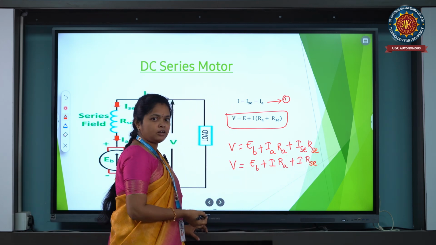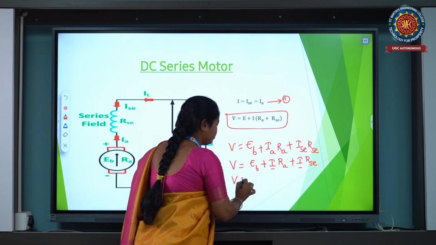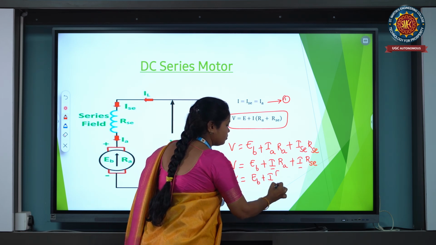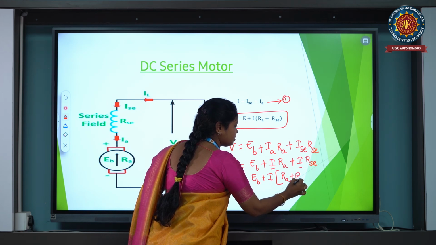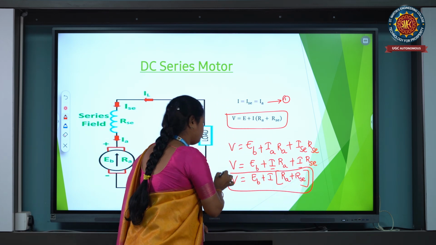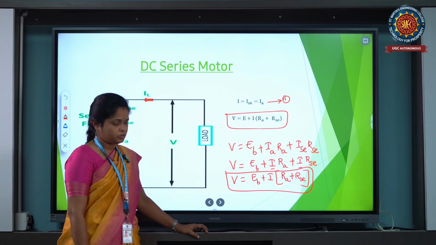In this equation, what is the common term? I is the common term. Take it common. V = EB + I (RA + RSC). So this is the voltage equation of the DC series motor.